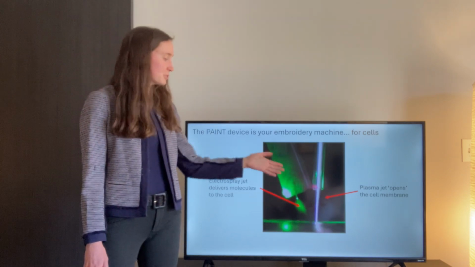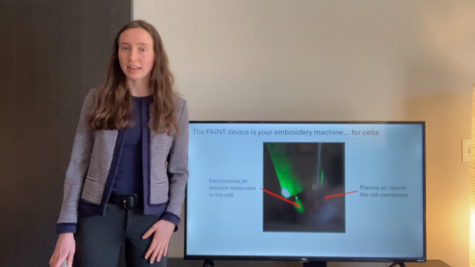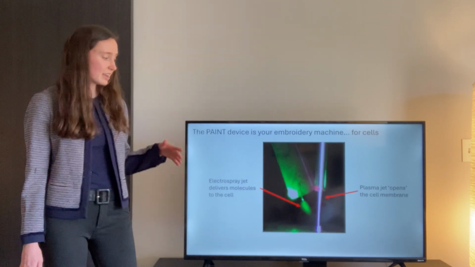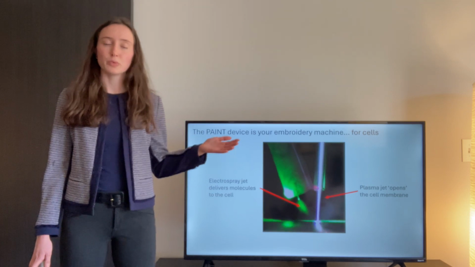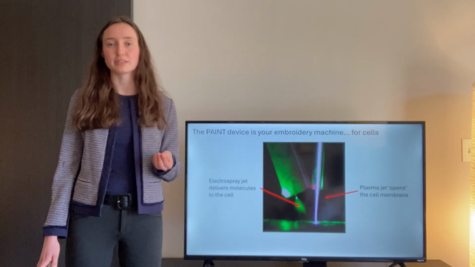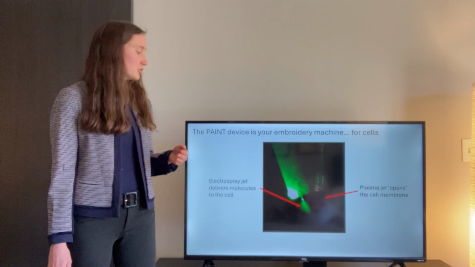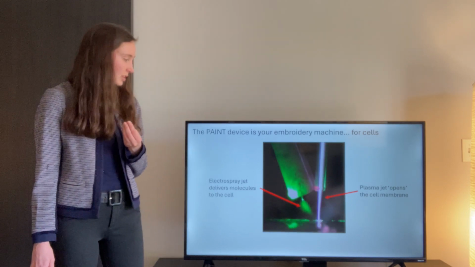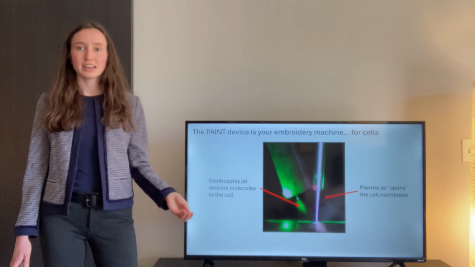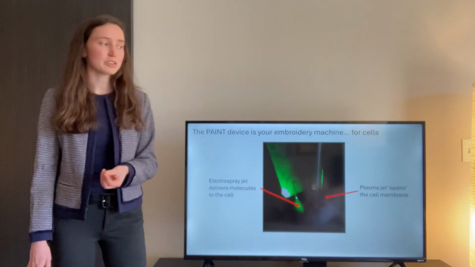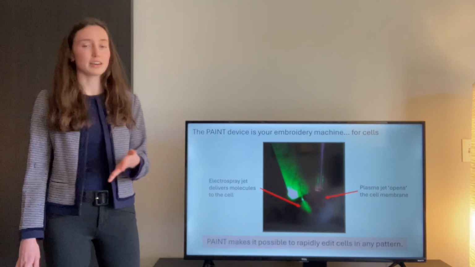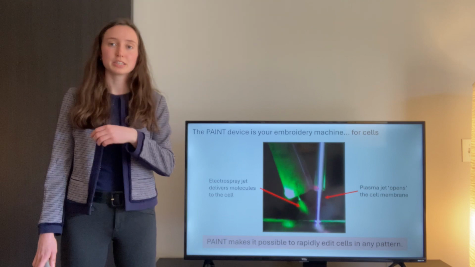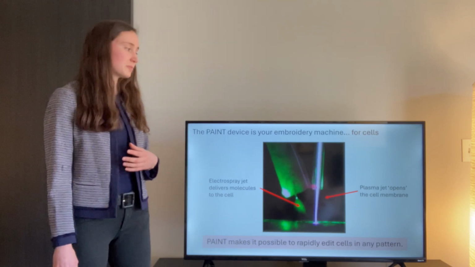It uses a plasma jet here on the right, which is just a highly energized gas, to destabilize the cell membrane, and simultaneously an electrospray jet, which is just a very fine mist of charged droplets from a liquid, to actually deliver your biomolecules from a solution. So what's unique about this device is its point and shoot approach allows you to edit cells in any pattern. So this versatile spatial control is very unique.